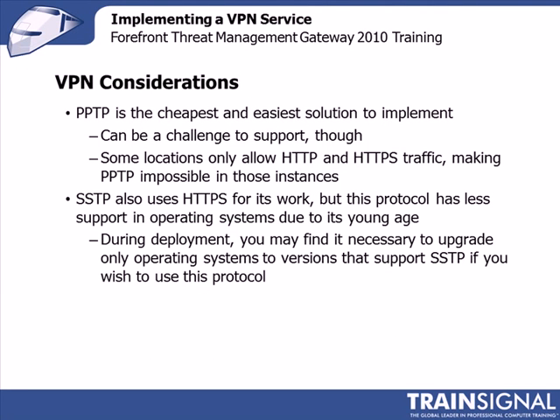You'll find that PPTP is by far the cheapest and easiest solution to actually implement, but it may not be the easiest to support. The reason is because some locations, hotels are notorious for this, will allow only HTTP and HTTPS traffic to traverse their network, making PPTP impossible in those instances. The reason is because the PPTP protocol does not ride inside HTTP or HTTPS. It is its own protocol. So it's actively blocked by a number of hotels.